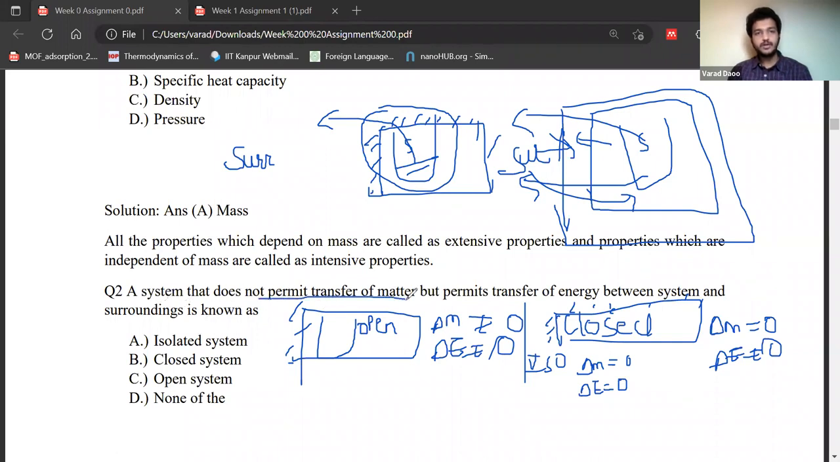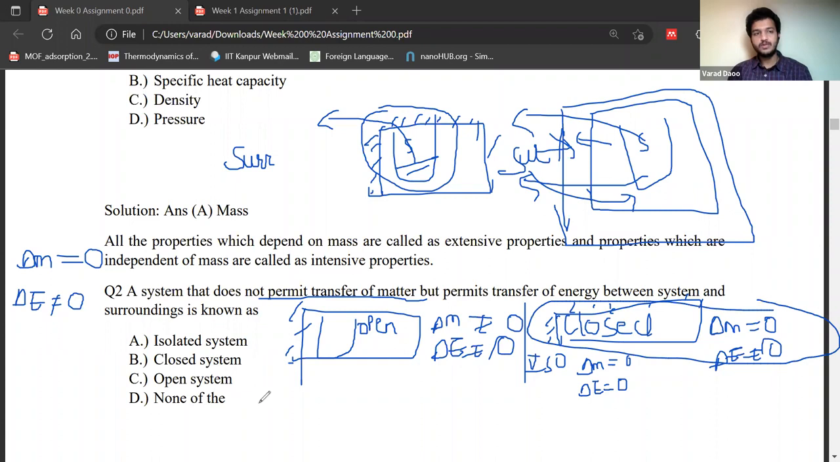Does not permit transfer of matter, that means delta M is 0, but permits transfer of energy, that means delta E is not equal to 0. So which one is it? It is this one, which is a closed system, right? So anybody has any question?